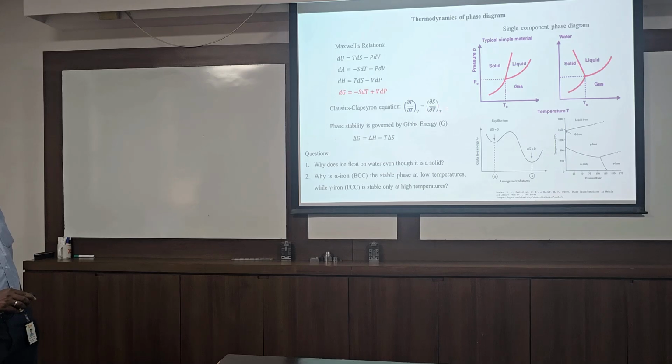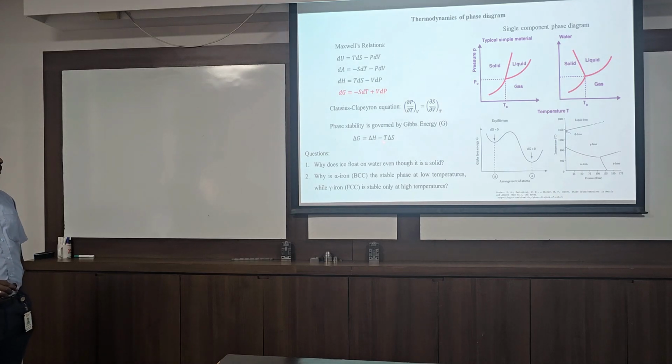Here the volume change is generally positive, so that is why the slope is positive. But here the volume change is negative, so the slope is negative because the volume change is negative. This is because of the difference in the density of liquid and solid.